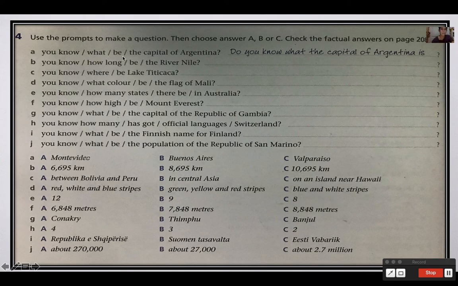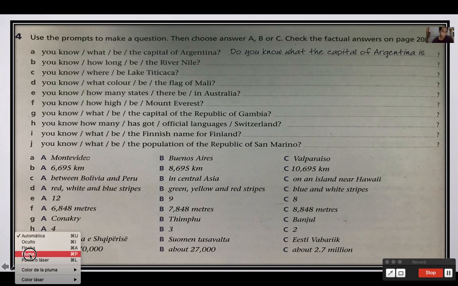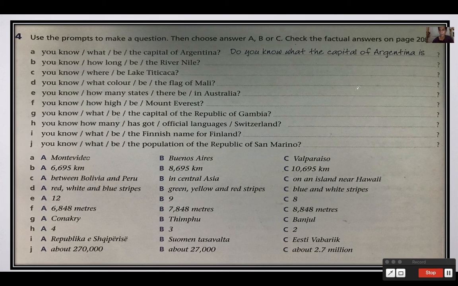Do you know what the capital of Argentina is? So you must look for that information, right? The capital of Argentina is Buenos Aires. So you have to circle Buenos Aires.